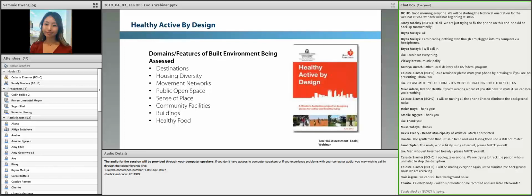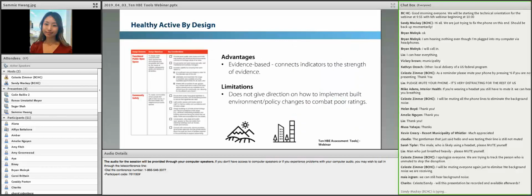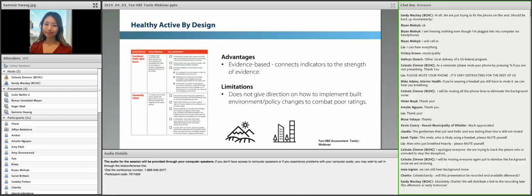The design strategies are rated according to how strong the supporting research evidence is. And so if you're familiar with the linkages toolkit, it's kind of similar to that, where the evidence diagrams show the strength of evidence in relation to the impacts and the health-related outcomes. And it does go over all the HB linkages features, except maybe the natural environment. The advantage of this one is that it's evidence-based, and it shows the connection of indicators to the strength of supporting research evidence. But again, it doesn't give you specific direction or suggestions on how to implement any changes to improve the poor ratings.